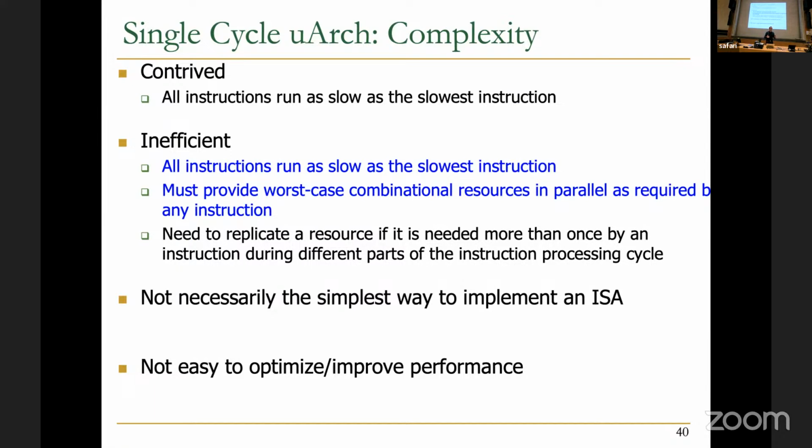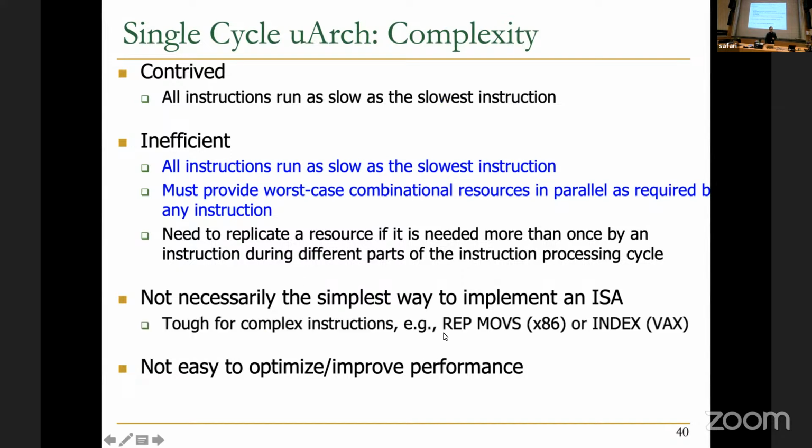So for example, a load instruction needs to calculate an address once. If you need to calculate the address again and again to access multi-dimensional arrays, you need to go through multiple different adders for that purpose. And this is not necessarily the simplest way to implement an ISA because this is especially tough for complicated instructions. Remember, we were talking about complicated versus simple instructions.